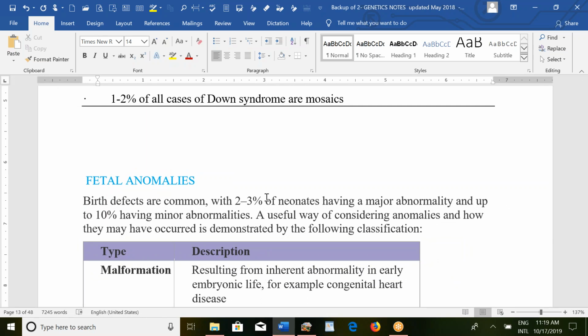Previously, when we used to talk about fetal anomalies, it was found that the background risk, I mean the risk in the general population of getting some abnormalities, is 1 to 3%. But later on, studies have shown that birth defects or fetal anomalies are common, with 2 to 3% of neonates having a major abnormality and up to 10% having minor abnormalities. A useful way of considering anomalies and how they may have occurred is demonstrated in the following classification.